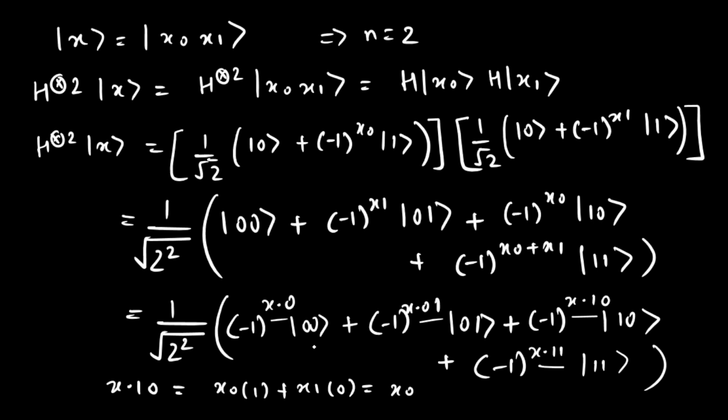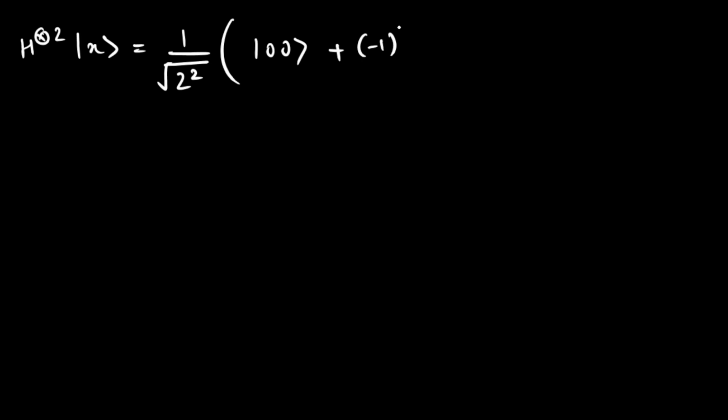So now let's represent all these states 0 0, 0 1, 1 0, 1 1 and these dot products of zeros and ones with a variable z, which is also a 2-bit string of zeros and ones. So this expression can be further written as H tensor product 2 on x will be equal to 1 by root 2 squared. Since the 0 0 state had no coefficient, we'll leave it, plus minus 1 raised to x dot z for 0 1, plus minus 1 raised to x dot z for 1 0, plus minus 1 raised to x dot z for 1 1.